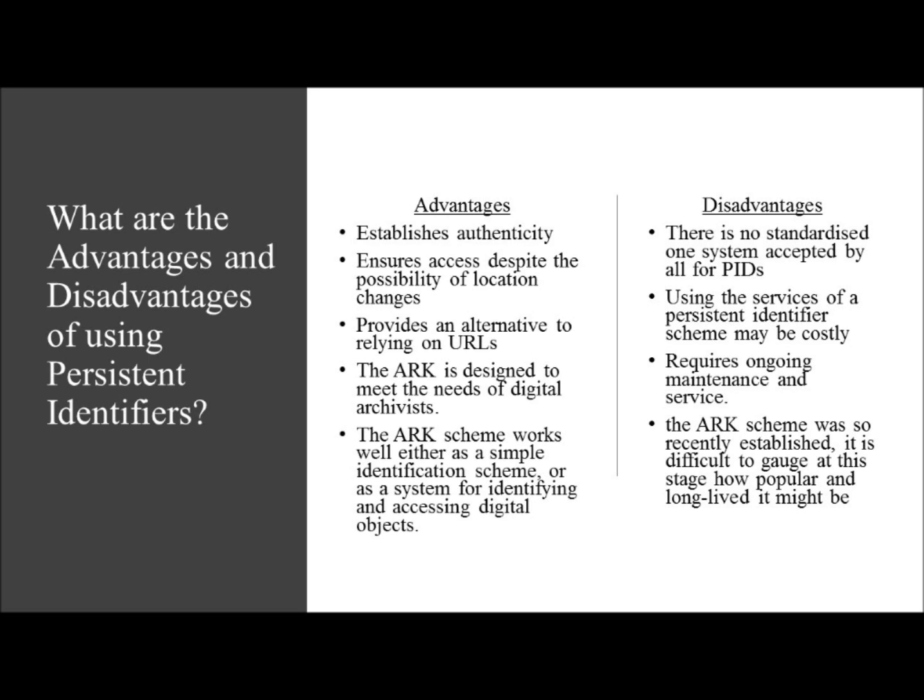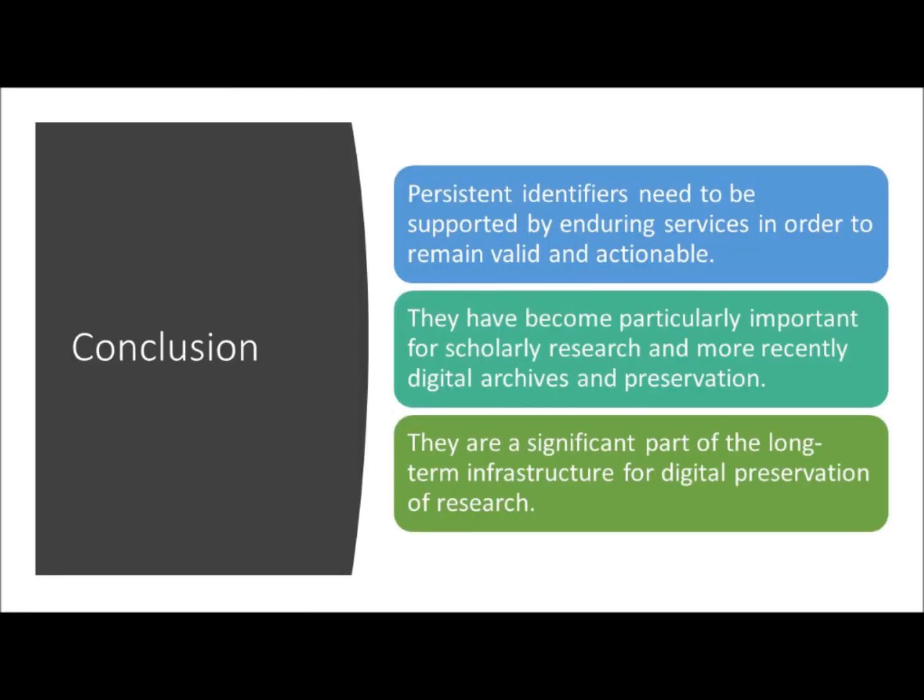Despite these disadvantages, in conclusion, I would put forward the argument that persistent identifiers are universally important for scholarly research and are an emerging asset to digital archives. They are contributing to the long-term infrastructure of digital preservation and reflective of lessons learned in relying on URLs. And finally, they need to be supported by services in order to remain valid.